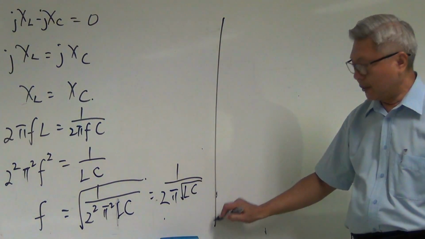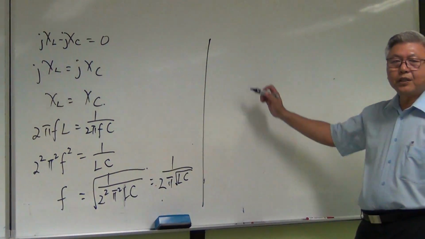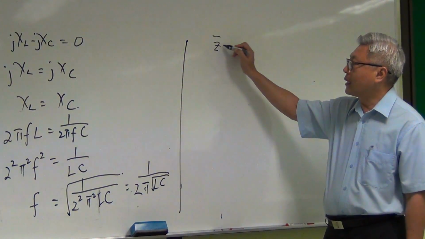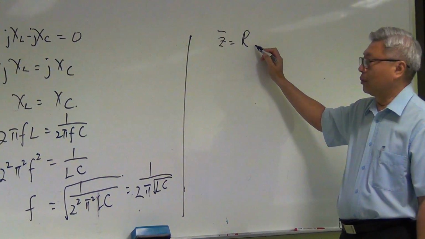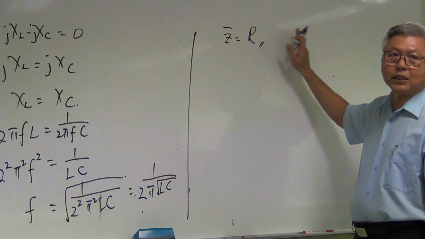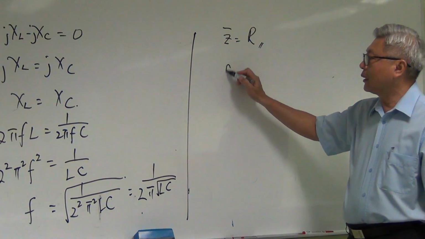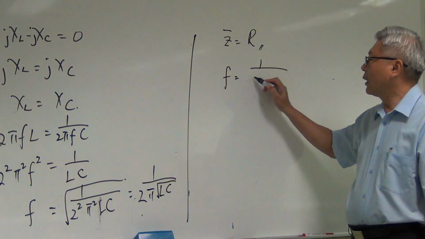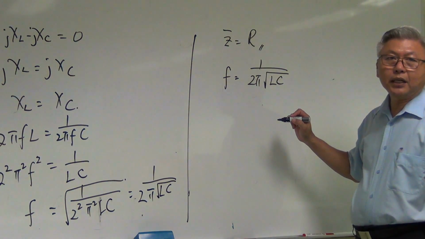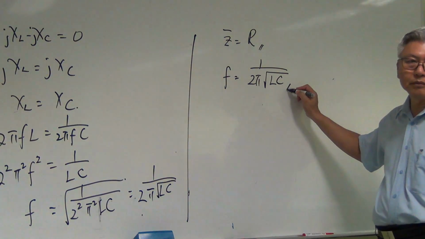So in summary, what can you remember about resonant frequency? When the circuit resonates, the total impedance is just equal to R alone. There's no more X, because the two reactances cancel each other. How do I calculate the resonant frequency? The formula is 1 over 2 pi square root LC. Okay, that's all.